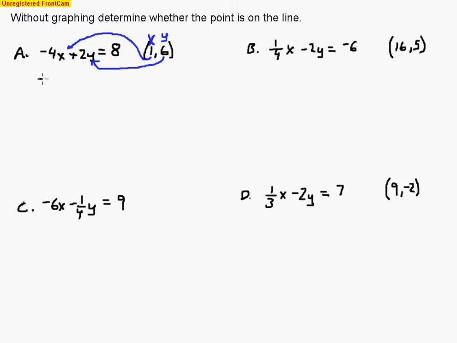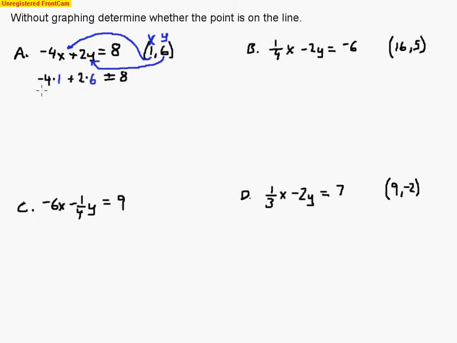So negative 4 times, but in place of that x, we are putting the number 1. And then to write the rest of it, we've got the plus sign, and we've got the 2, but we are multiplying instead of y, we're going to write the number 6, because that's what y equals. That's what the point says. And then once we do that, we're going to do some work on the left-hand side of that equal sign and see if it does equal 8.